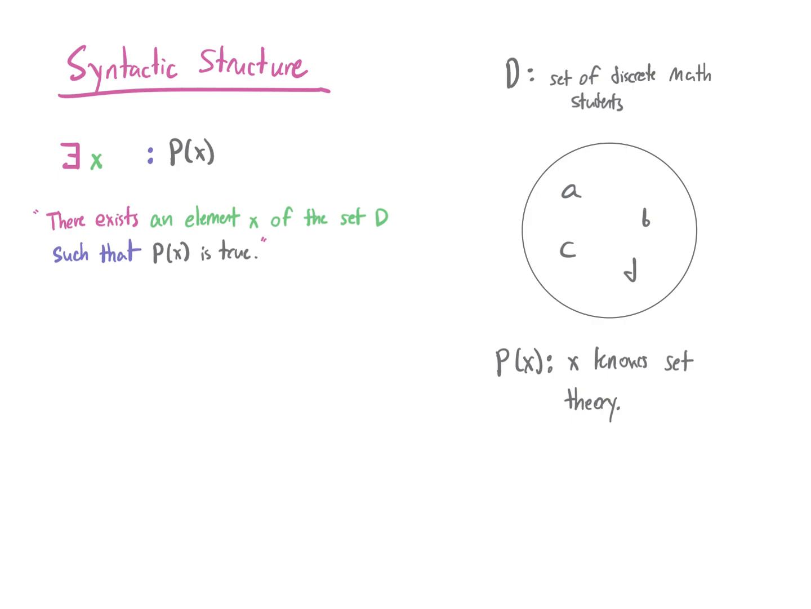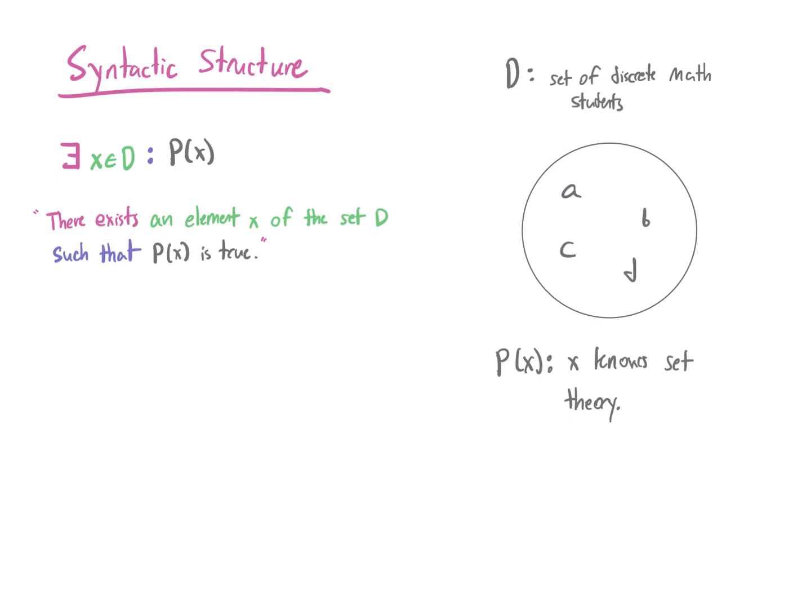If I want to say that someone in my discrete math class knows set theory, then I need to say, oh, I'm talking about all the x's in my discrete math class. If I just say there exists x, I don't know what set I'm referring to. Is that someone in discrete math class? Is that someone in the world? Is that possibly extraterrestrial life in the universe? I need to say what set I'm talking about. And so for this reason, there exists X in D. I always have to say what that set is in order to have a correct logical statement.